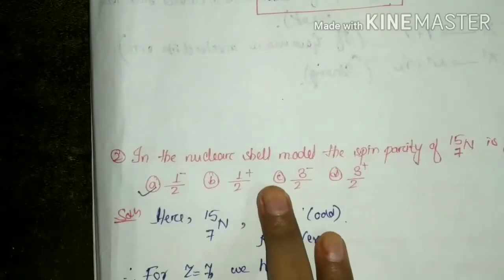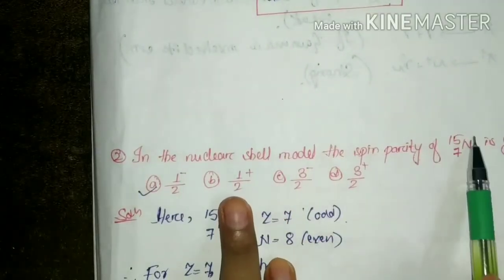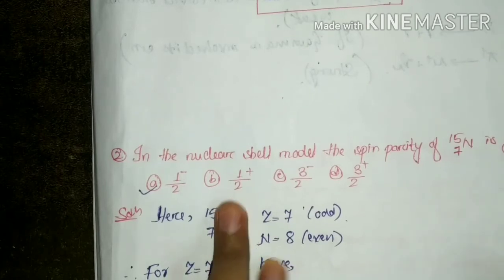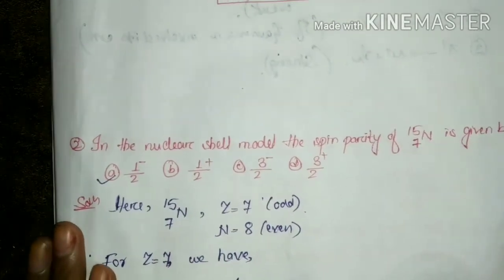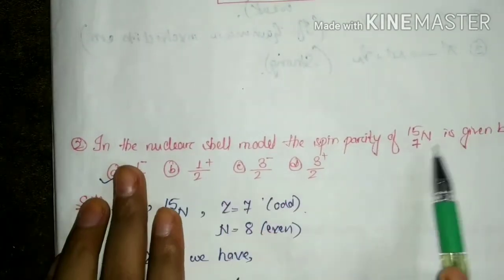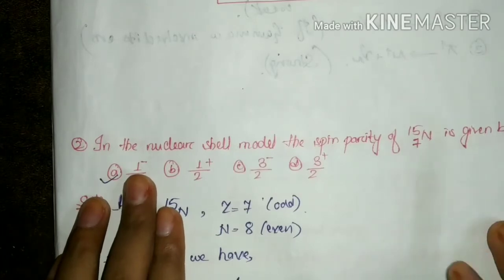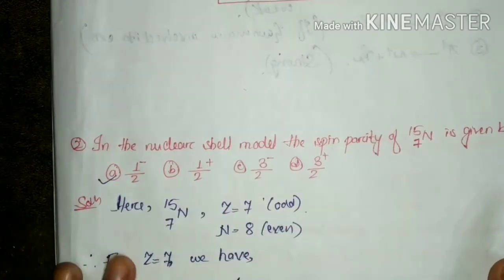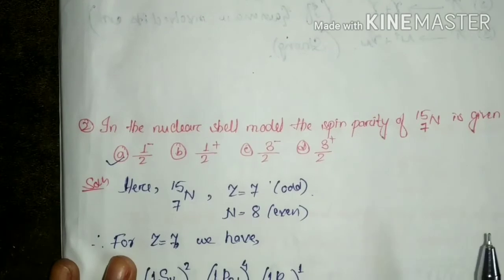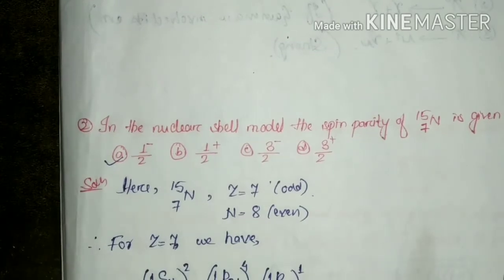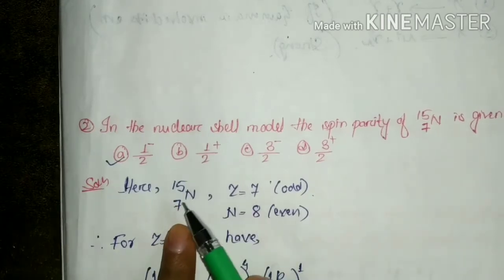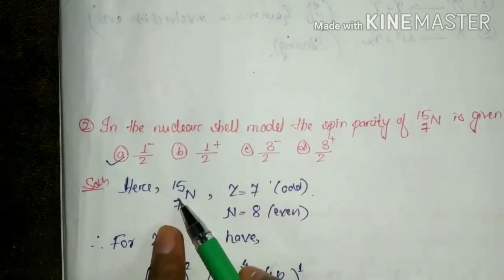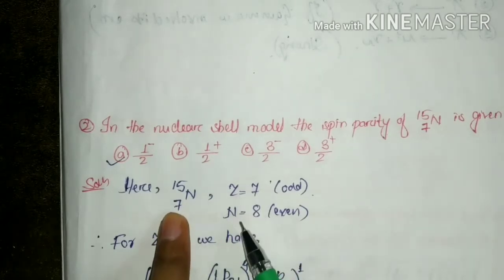Here we have, in the nuclear shell model, the spin parity of this nucleus. What is it given by? We are asked to find the spin parity of this nucleus in the nuclear shell model, and we have 4 options here. For this, first we will check the number of protons and neutrons, which is the first step to get the spin parity using the nuclear shell model. Here the number of protons is 7, and the number of neutrons is what?